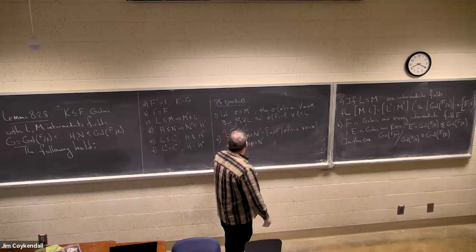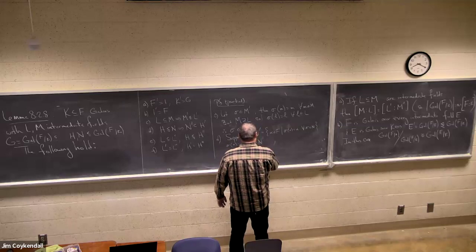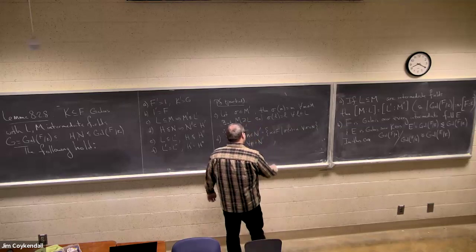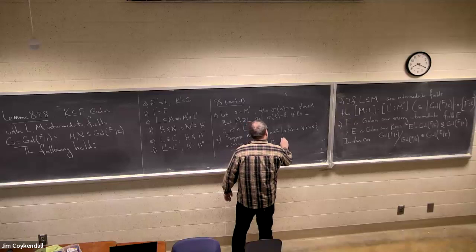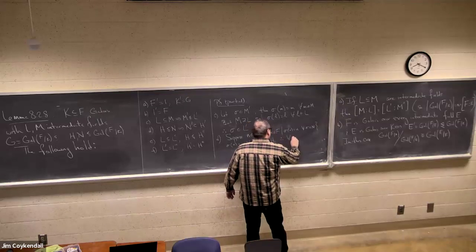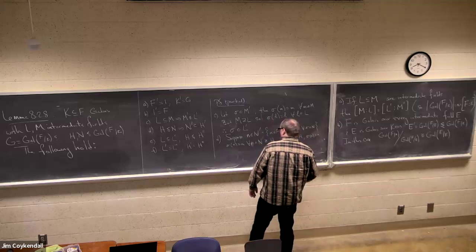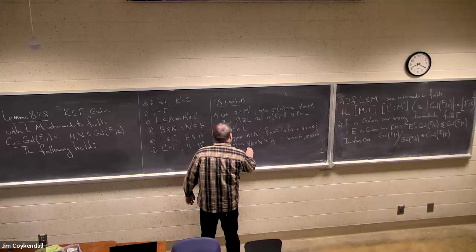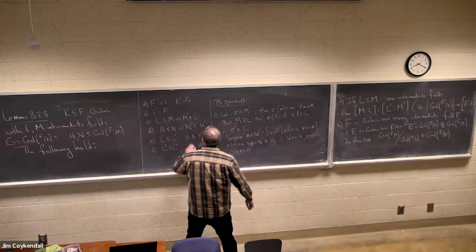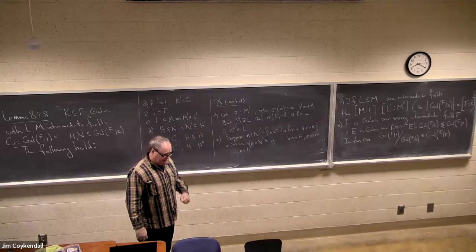Sigma n is n for all sigma in H prime. But H prime contains, doesn't it, H. Therefore, for all sigma in H, sigma n is n. Therefore, n is in H prime. So, got that? Everybody okay?